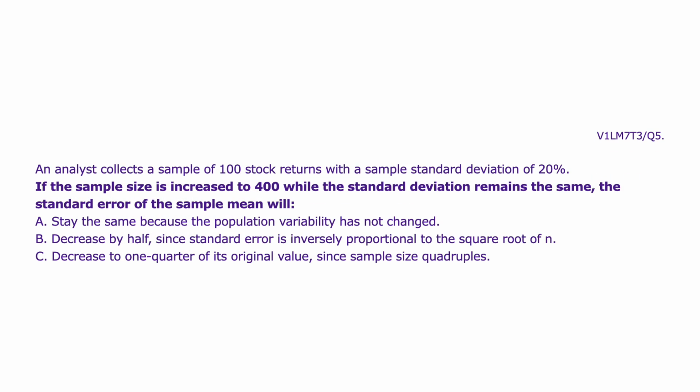An analyst collects a sample of 100 stock returns with a sample standard deviation of 20%. If the sample size is increased to 400, while the standard deviation remains the same, the standard error of the sample mean will: A. stay the same because the population variability has not changed. B. Decrease by half, since standard error is inversely proportional to the square root of n. C. Decrease to 1/4 of its original value, since sample size quadruples.